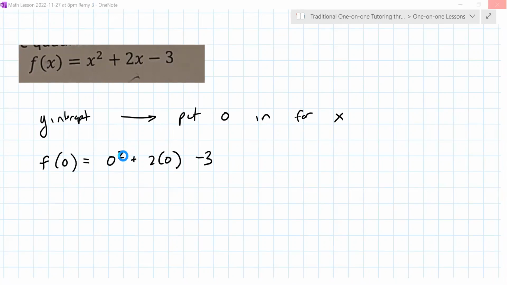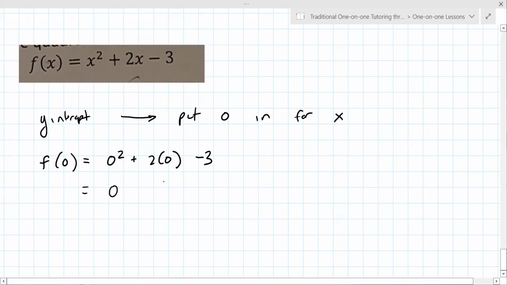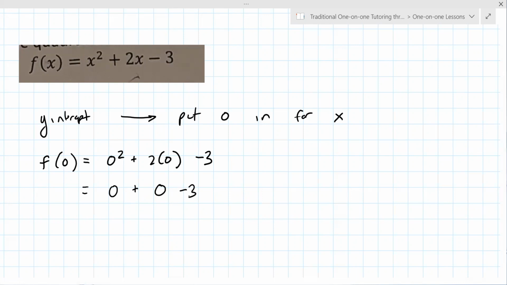Sorry, there's a little technical difficulty here. Do you see the 0 squared? Yeah, I do. What does that simplify to? What is 0 times 0? 0. Okay. How about 2 times 0? 0. Now I'm just asking you to combine these three numbers. So it would just be 0 equals -3.